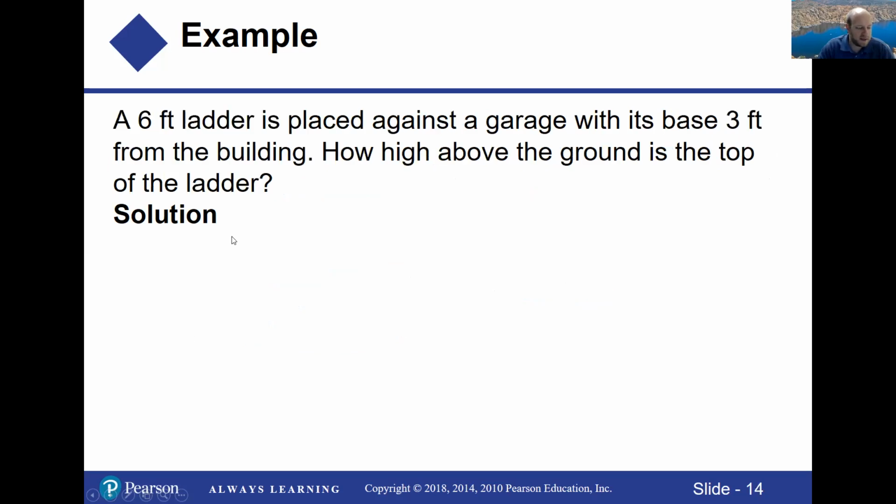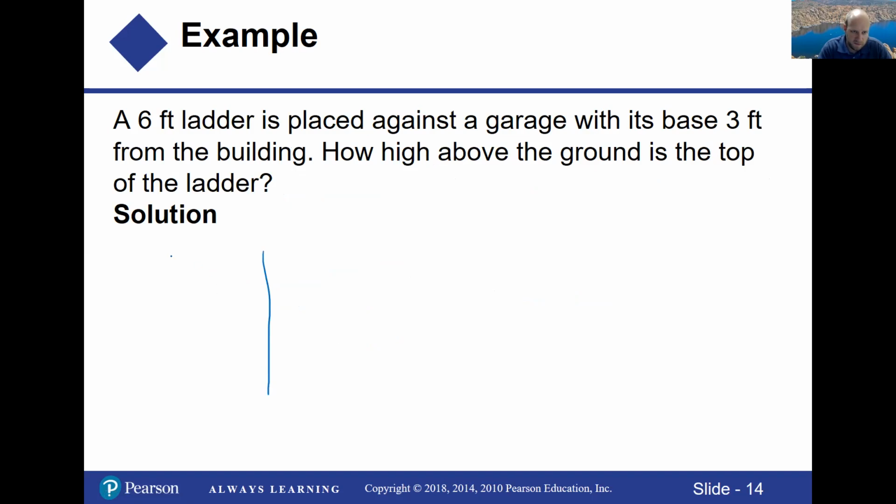All right, let's do another example. This one is kind of a geometry type question. We have a 6-foot ladder placed against the garage with a base 3 feet from the building. How high above the ground is the top of the ladder?